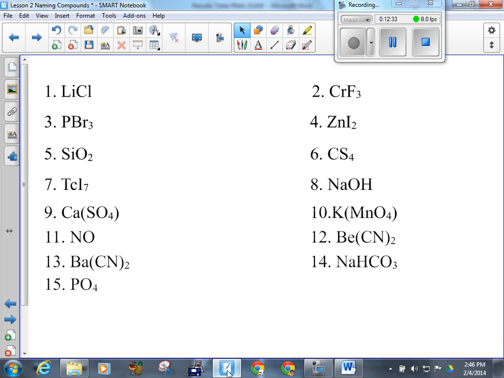So let's look at number 9. Right? I've got calcium, and then I've got SO4. All right? Anytime a compound has more than 2 elements, it has a polyatomic ion. So then you go to your chart and you find that polyatomic ion. What's SO4 called according to your chart? Sulfate. Okay, not sulfide. Sulfide is just sulfur.